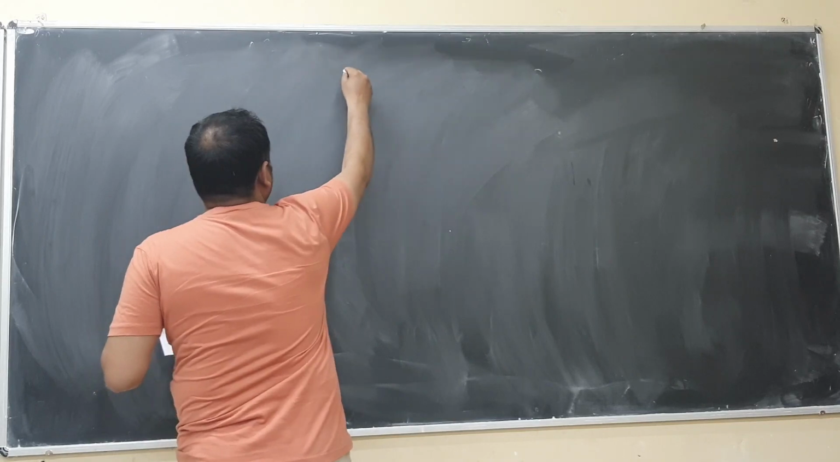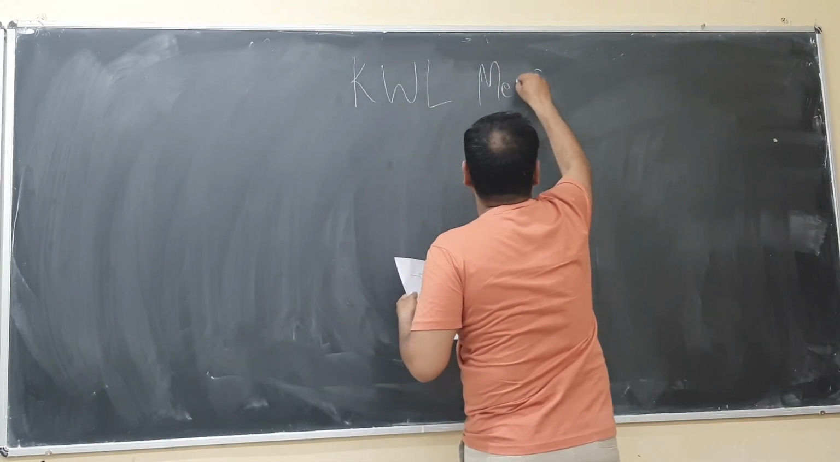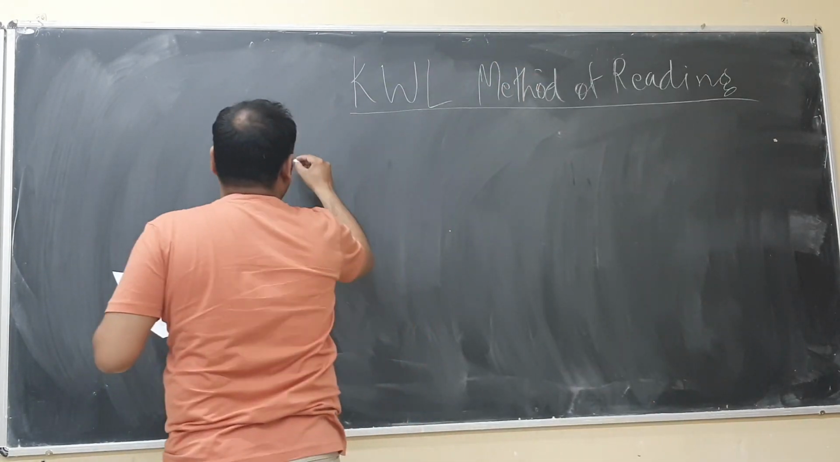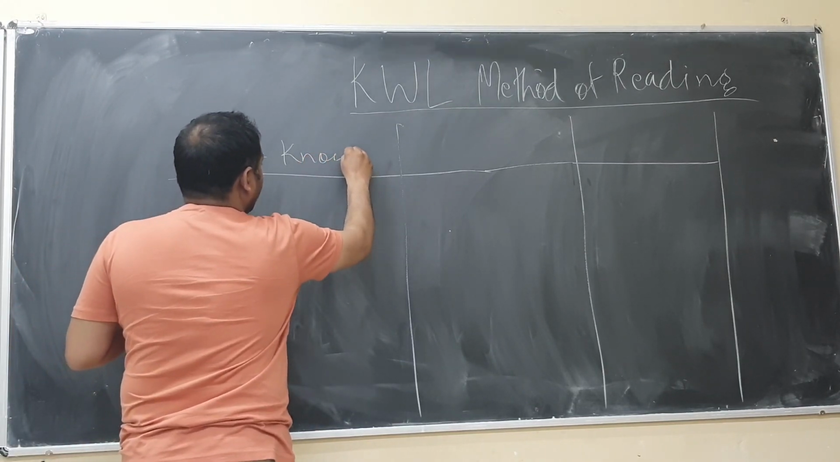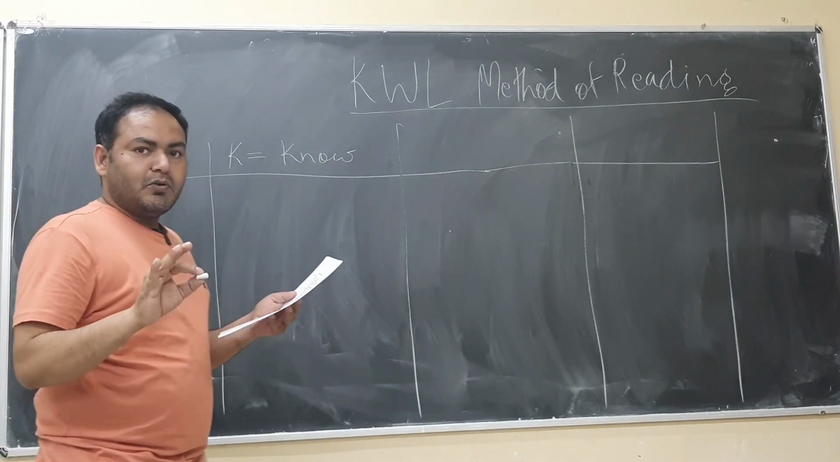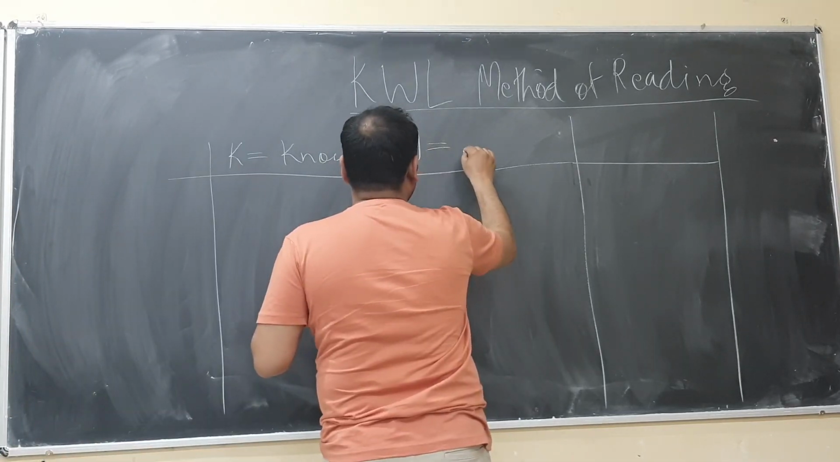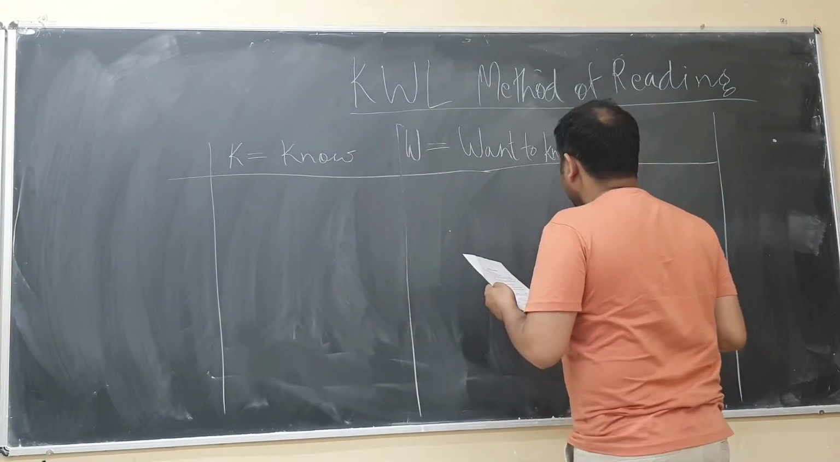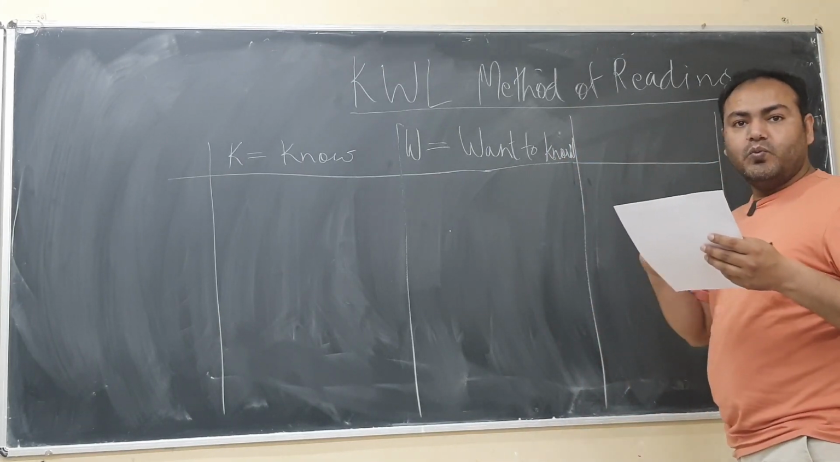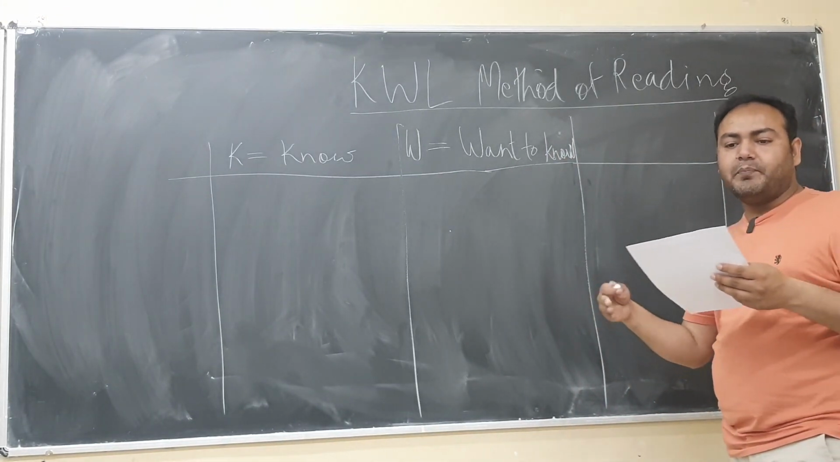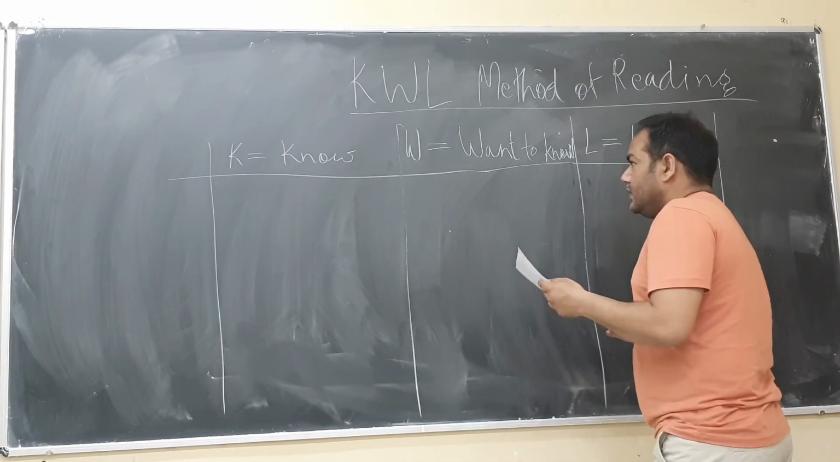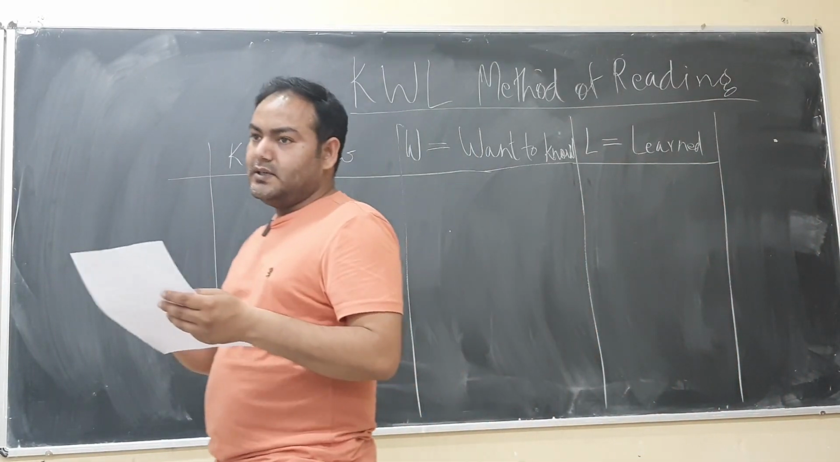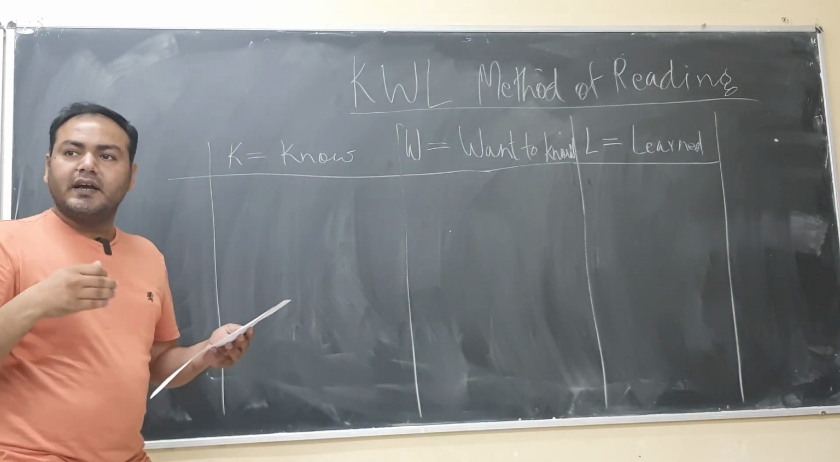Let's now make the KWL method. We are calling it the KWL method of reading. Let's just make these sections. K stands for know, which means what you already know about the given topic. W stands for want to know, that is, what is it that you would like to know through that particular given topic. And L stands for learn. What is it that you learned after having gone through the given topic?